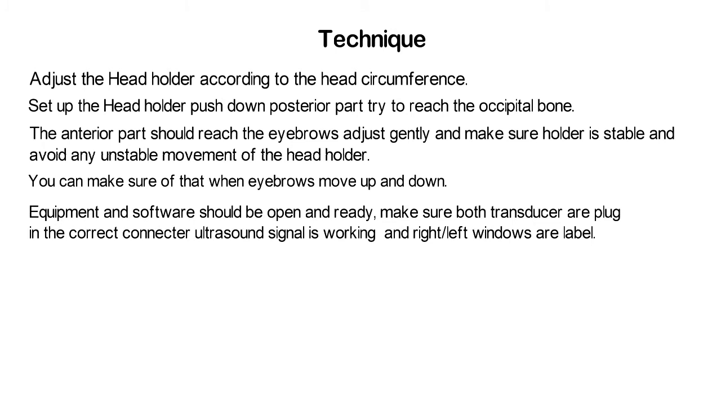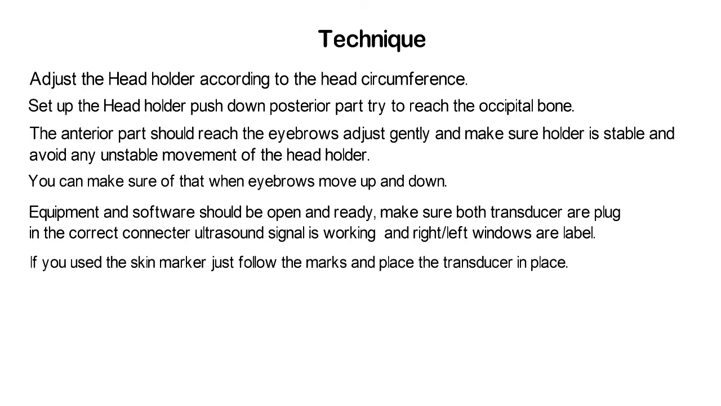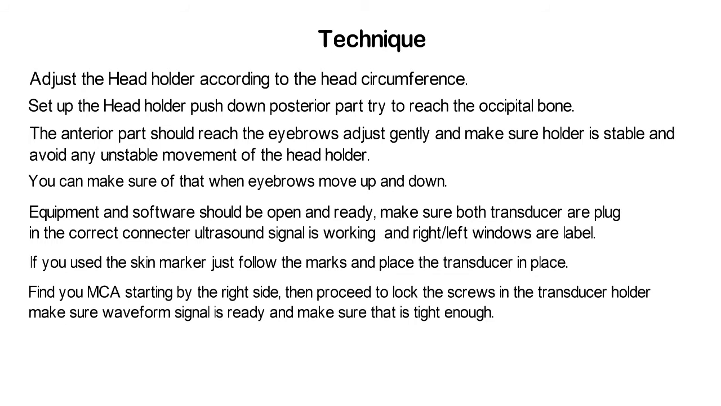Equipment and software should be open and ready. Make sure both transducers are plugged into the correct connectors. The ultrasound signal is working, and right and left windows are labeled. If you used the skin marker, just follow the marks and place the transducer in place. Find the MCA, starting with the right side. Then proceed to lock the screws in the transducer holder. Make sure the waveform signal is ready and that it is tight enough. Start monitoring by pressing the Start Record button.